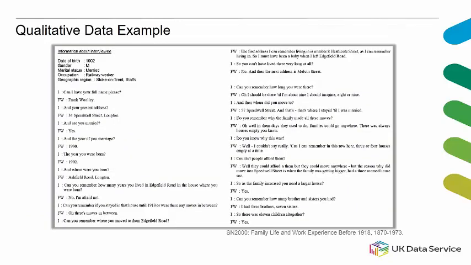Next, we have an example of qualitative data. This example shows transcripts from an interview with Frank Woolley from the family life and work experience before 1918, 1870 to 1973, also known as the Edwardians. This particular data is also considered open access, so is available from our QualiBank, which we'll touch on later.